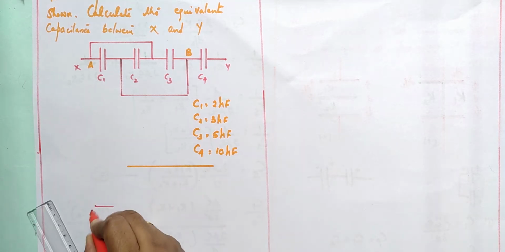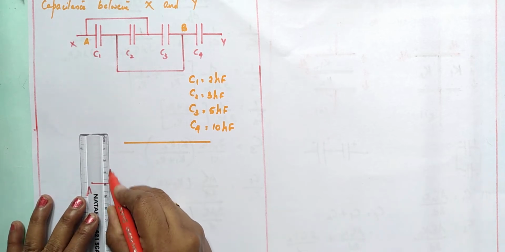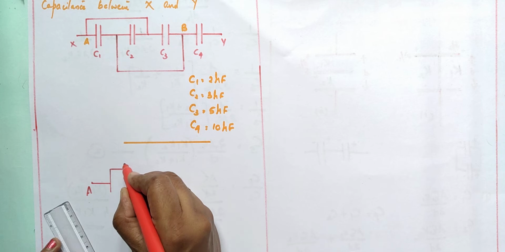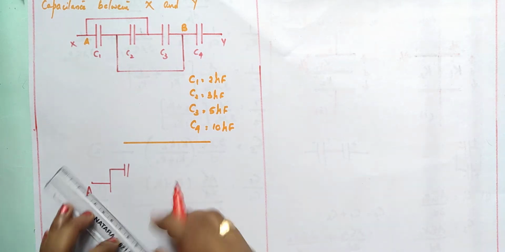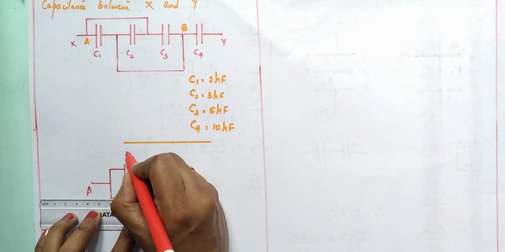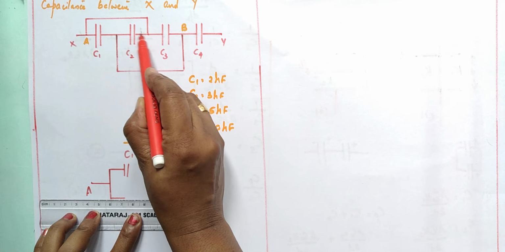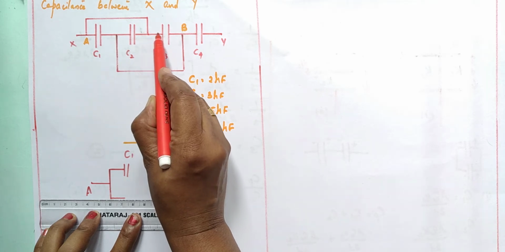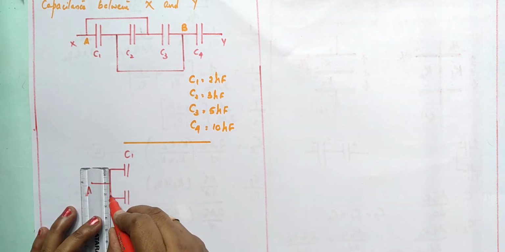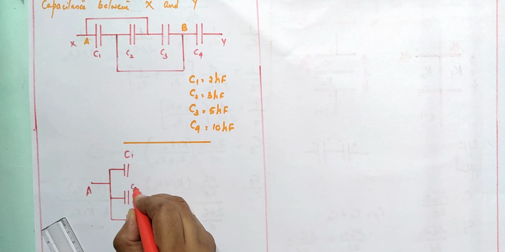This is the point A. The point A is connected to which capacitor? It is connected to C1. The point A is also connected to which one? C2. It is connected to C2 and it is also connected to C3. So A is connected to C1, C2 and C3.